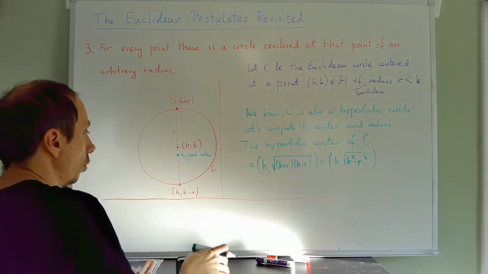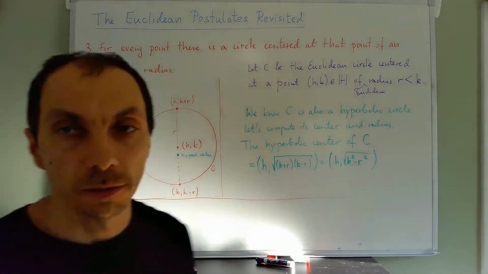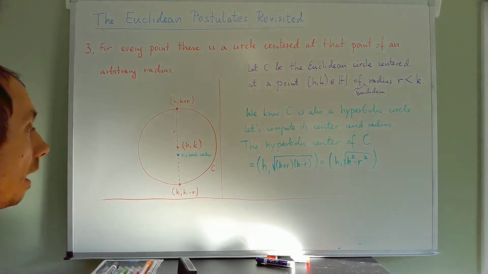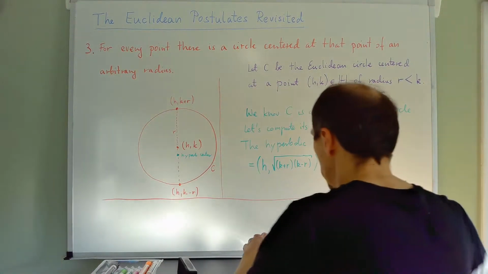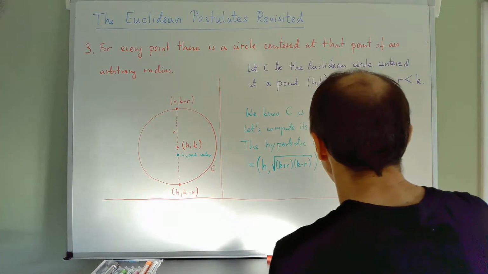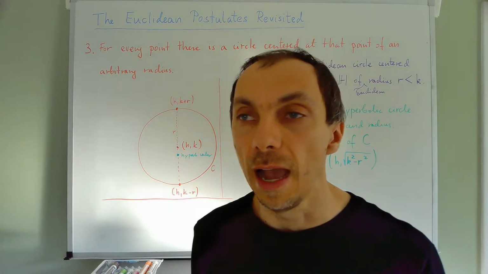Let me not write the coordinates here, to leave the picture quite transparent. Okay, let's compute its radius. To compute the radius, it's enough to just compute the diameter, and then I take half of that.